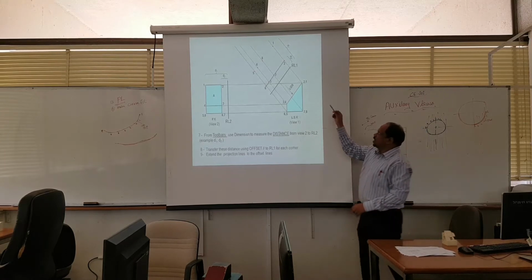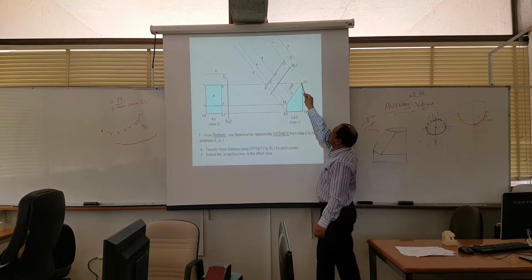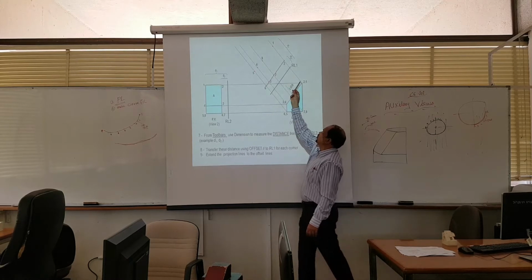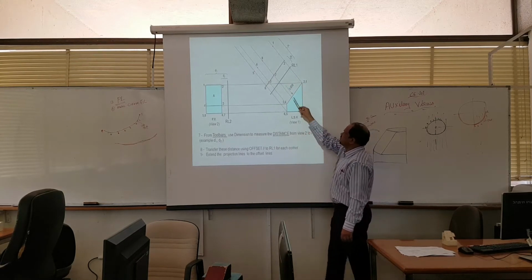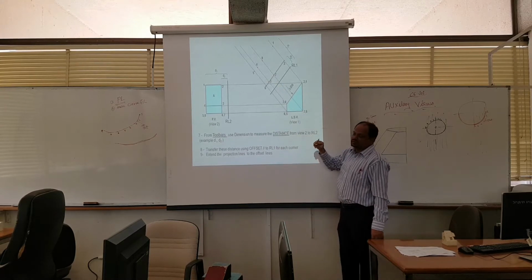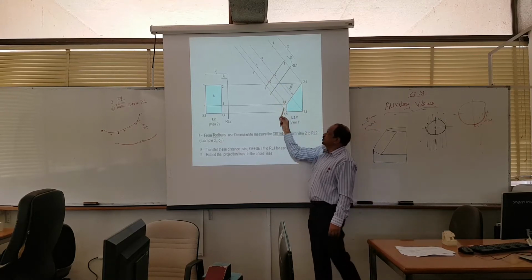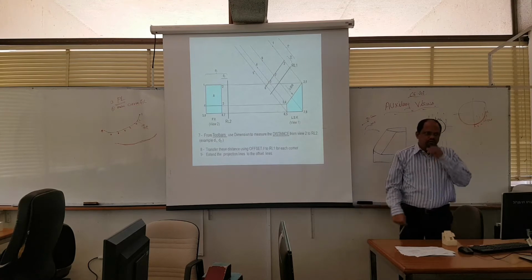Okay. Now, how to join? 1, 2 is coming and touching here. So the line which are going for 1, 2, these points will be on this line. This is the line for 7, 8. So 7, 8 will be here. 3, 4 here. 5, 6 here.